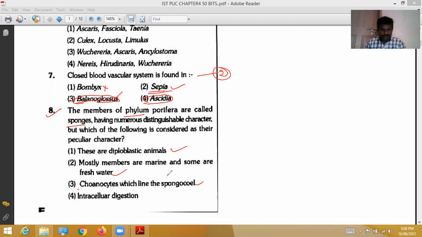Okay, so that's all. Next, intracellular digestion. The digestion which takes place inside the cells is called intracellular digestion. So it is also a normal character. So among these four options, it is wrong, it is wrong, it is wrong. So the peculiar character is this one. Remaining all are normal characters. Option 3 is correct. Okay, that's all.